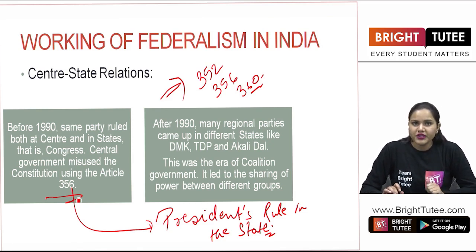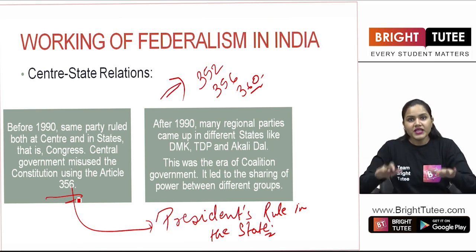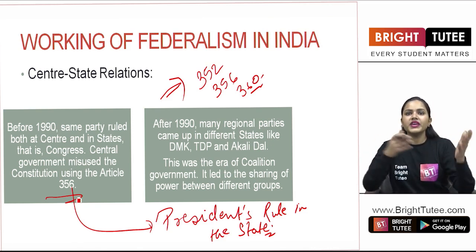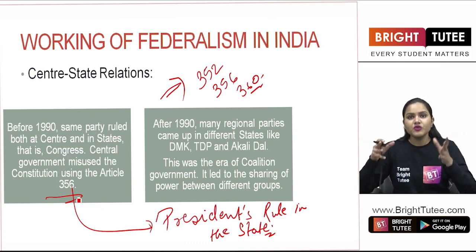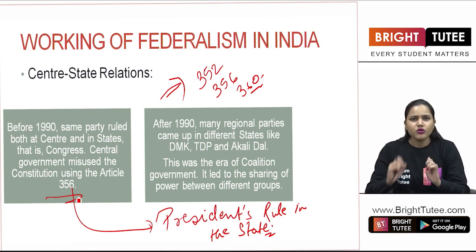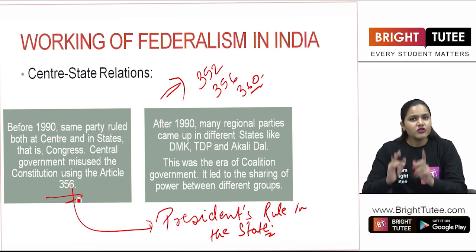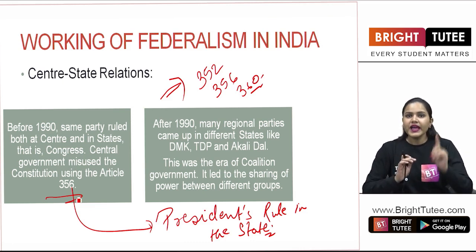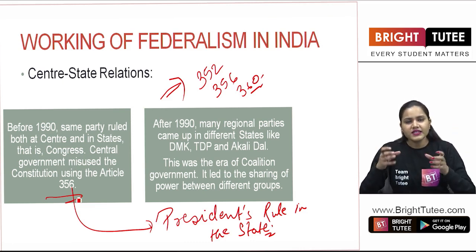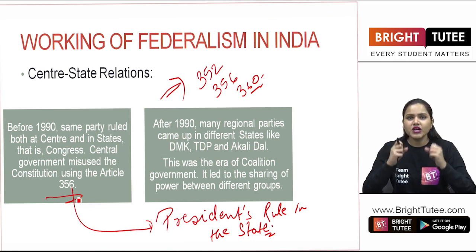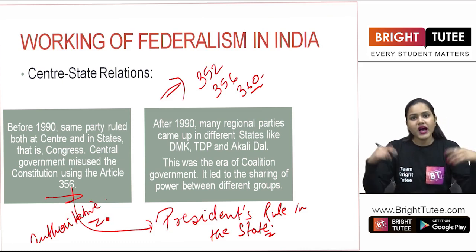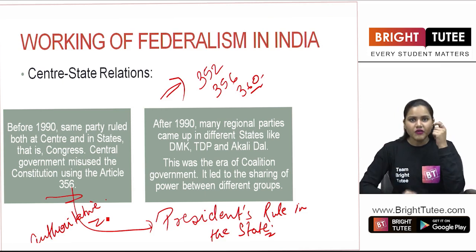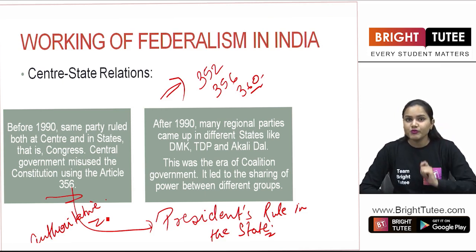What are they trying to do here? They are trying to suppress the parties that are coming up in different states. Why? Because they wanted to impose their rule there. They wanted to have full control over the government. Now, you see what is happening here? When at the center as well as at the state level we have the same government, we see that they try to be more authoritative. They try to have full control of the government. So you have to remember this point here.